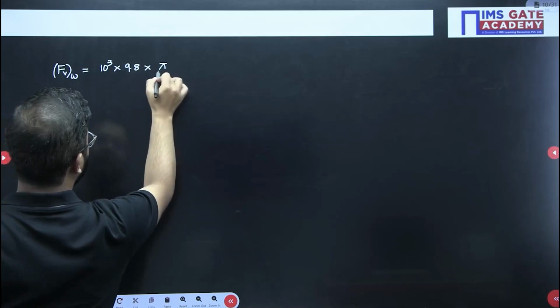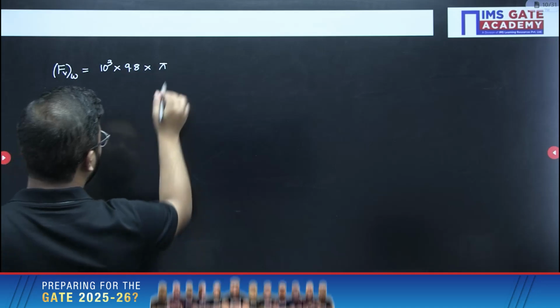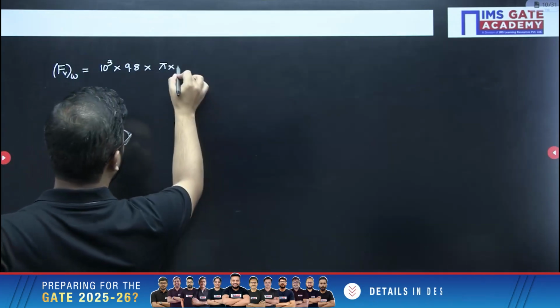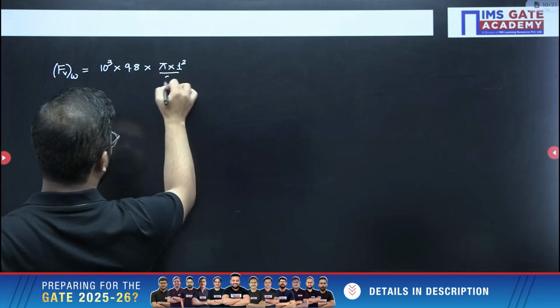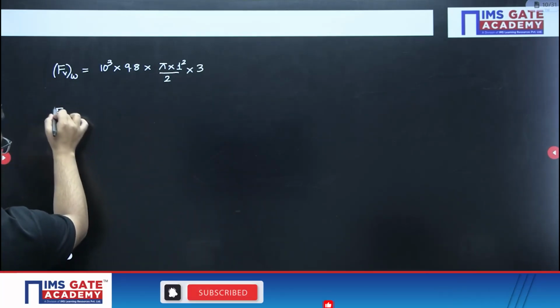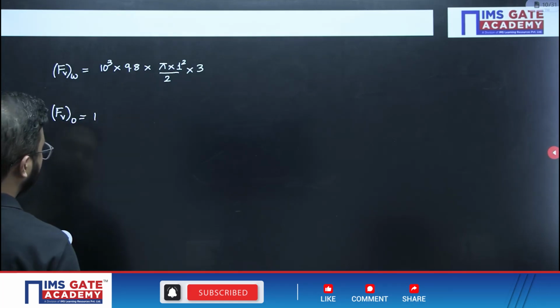To calculate the weight, first specific weight multiplied by the volume. Volume will be this pi r square. R value they have given us 1 meter. Pi r square by 2 because it is a semicircle area, multiplied by the length of the cylinder. Then vertical force because of the oil. Again same thing, specific weight we have to write first for the oil.